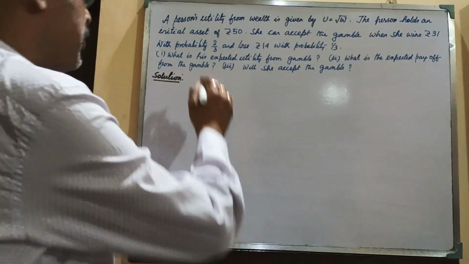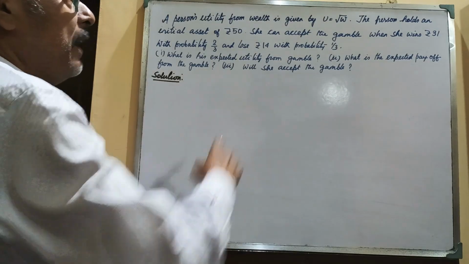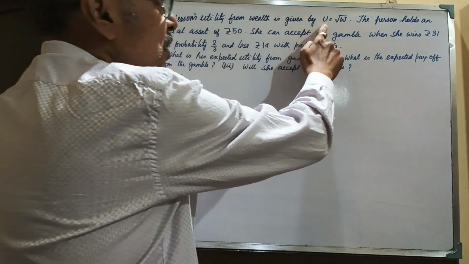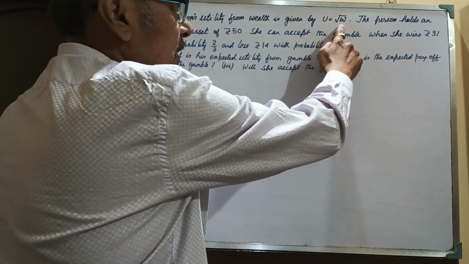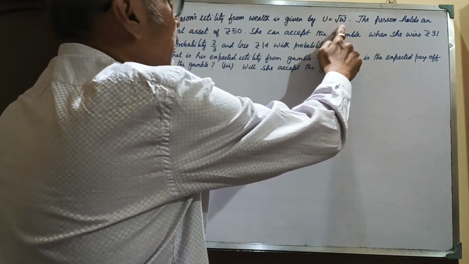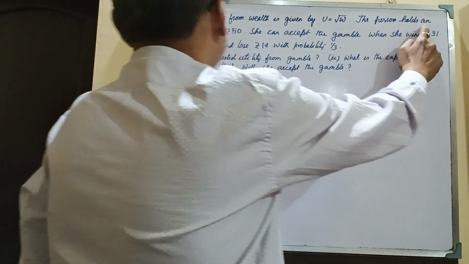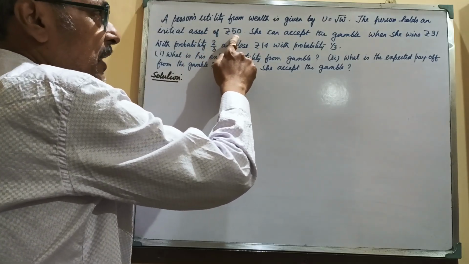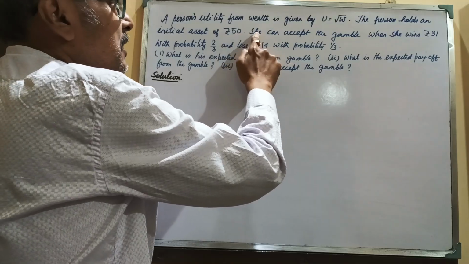Hello, in this video we want to solve this question. A person's utility from wealth is given by U equals under root W. This is the utility function of the individual. The person holds an initial asset of rupees 50.